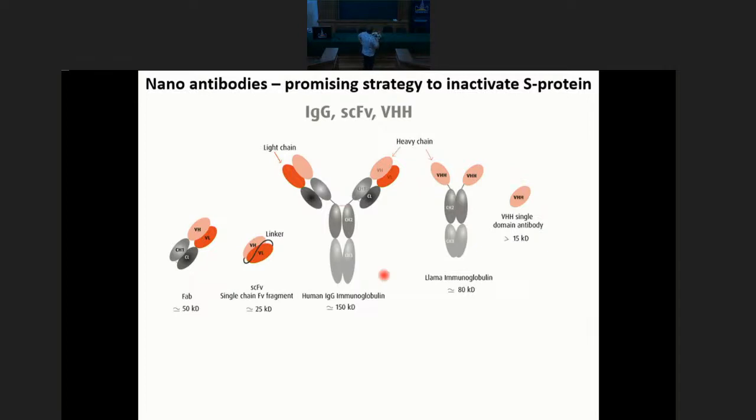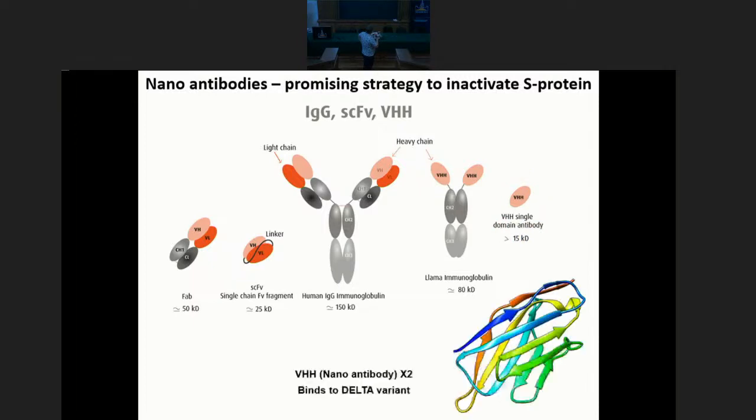So here is the comparison of the particles we use. In the first part of the talk we used Fab fragments with a mass of about 50 kilodaltons, and now they use a small VHH fragment with a mass of about 15 kilodaltons. This is approximately the structure of this type of antibody. It contains only one immunoglobulin domain with these loops that usually bind to the target receptor or target protein.